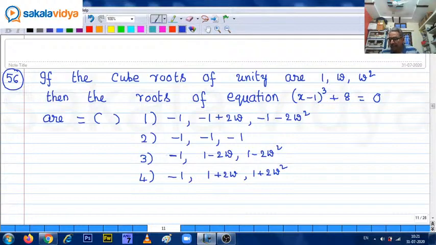So all of you just look at the screen. If the cube roots of unity are 1, omega, omega square, then the roots of the equation x minus 1 whole cube plus 8 is equal to 0. We need to find them.